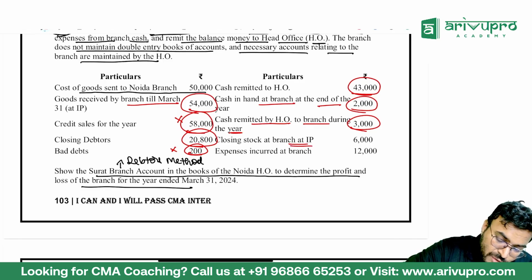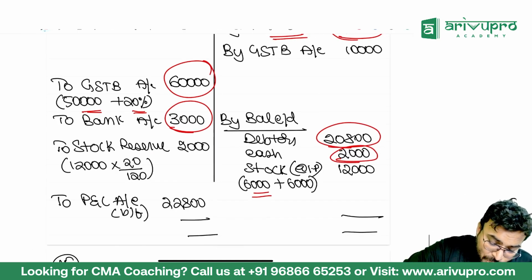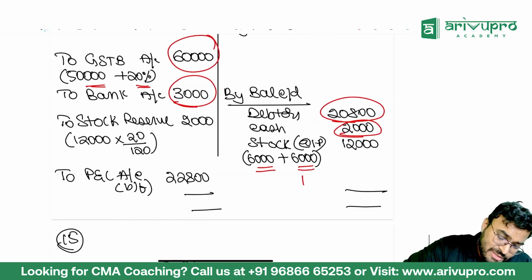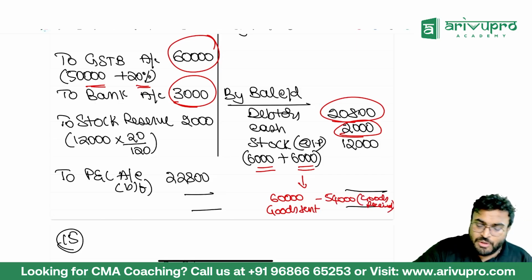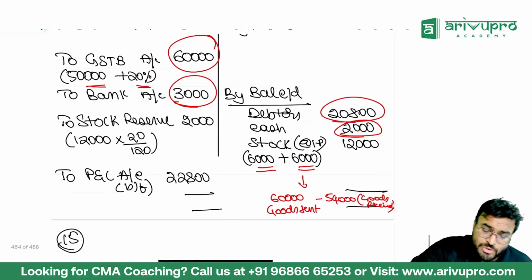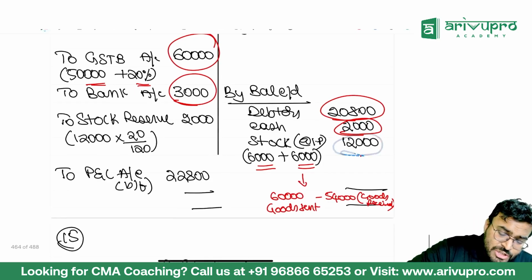Then closing stock of the branch at invoice price 6,000, but along with the 6,000, we have to add one more 6,000. Sir, what is the 6,000, sir? This is 60,000, which is goods sent, minus 54,000, which is goods received. So this 12,000 will be the closing stock. This is goods in transit, that also will be added.